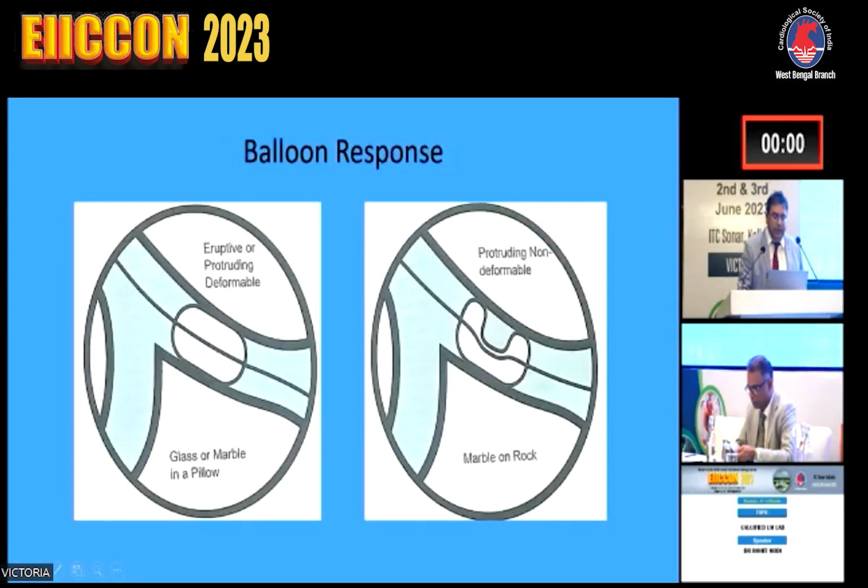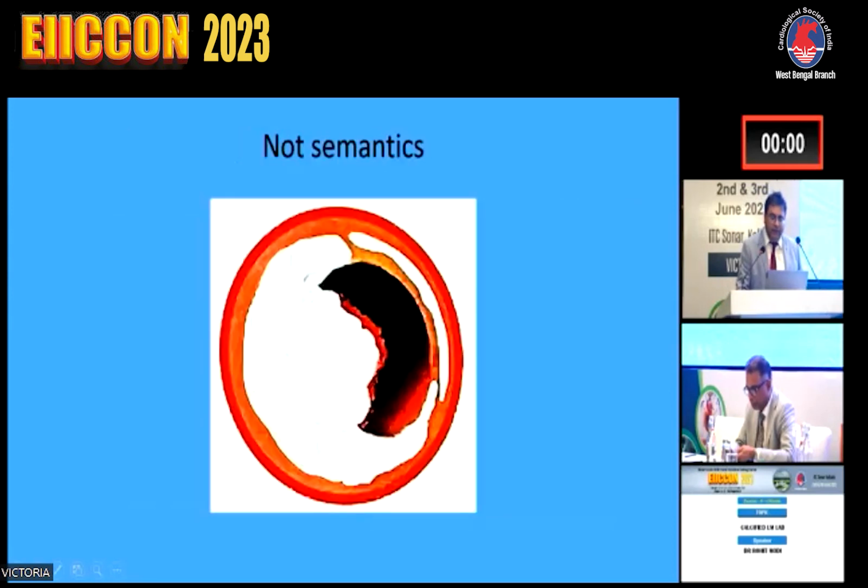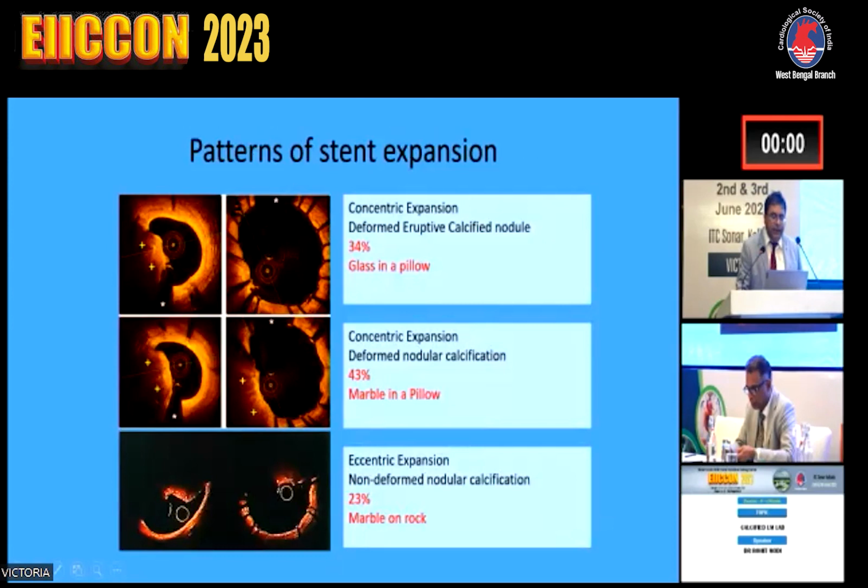You go with a balloon response. If there is an eruptive or protruding deformable nodule, you can inflate it with the balloon. But if you get a dumbbell on the balloon, this is a protruding non-deformable type of calcified nodule. So the principles of treatment: we can treat with a balloon, semi-compliant, non-compliant. This is the pattern of expansions.